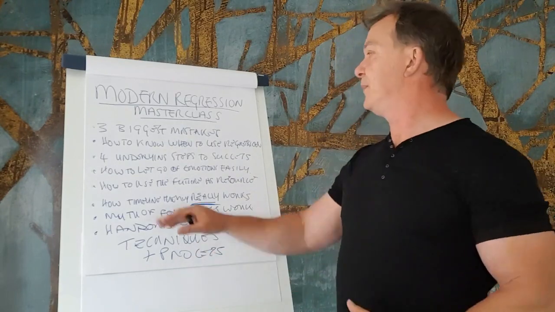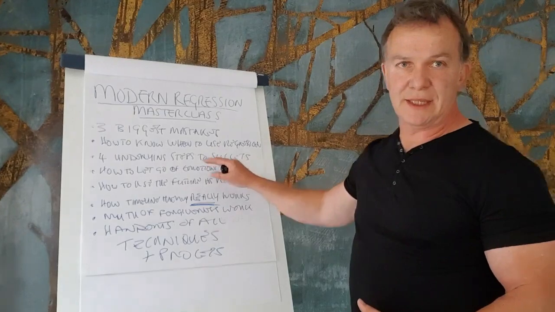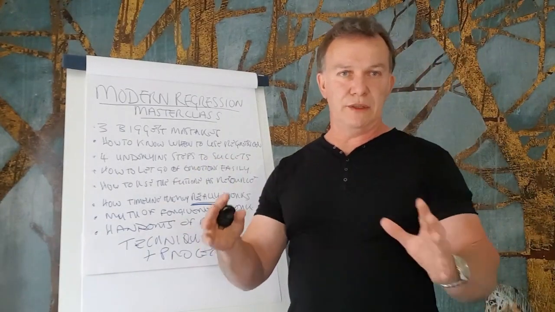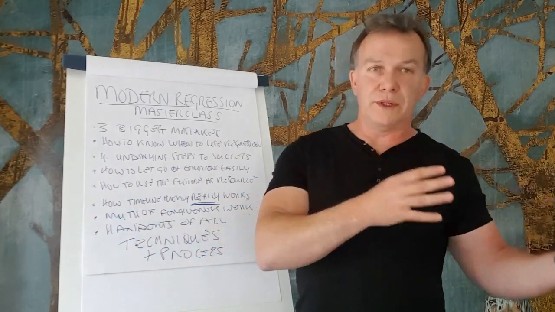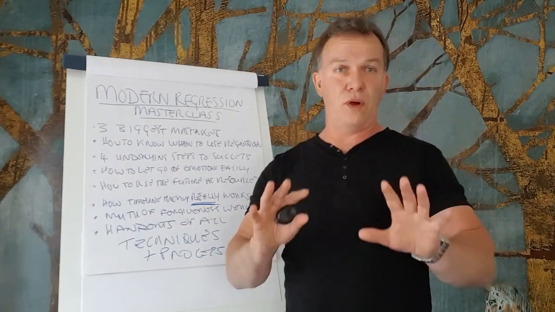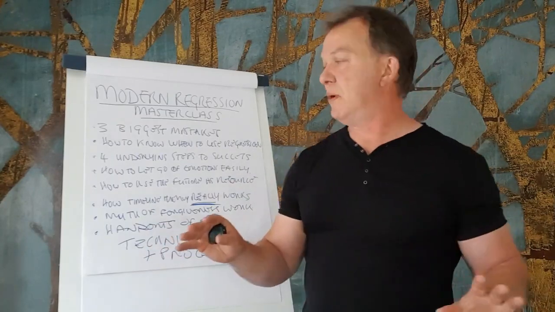We'll be covering that. We're going to look at the 4 underlying steps to success in any age regression session, whether we're talking about the traditional type or the timeline therapy type. We're going to look at the 4 underlying principles that, if you understand this, it makes it simple.